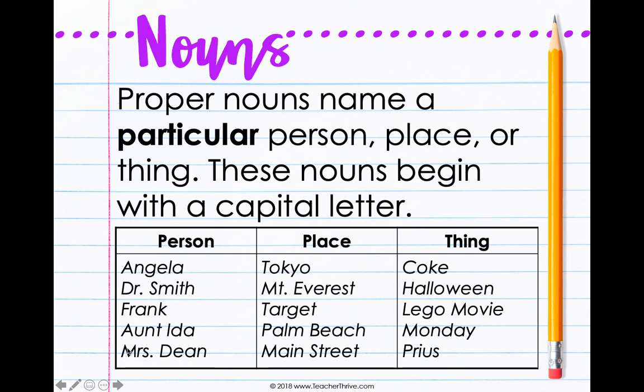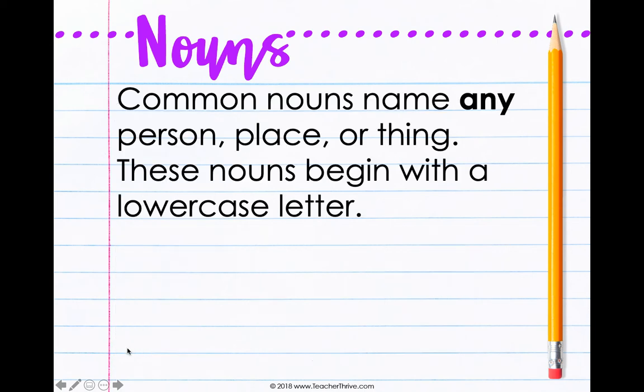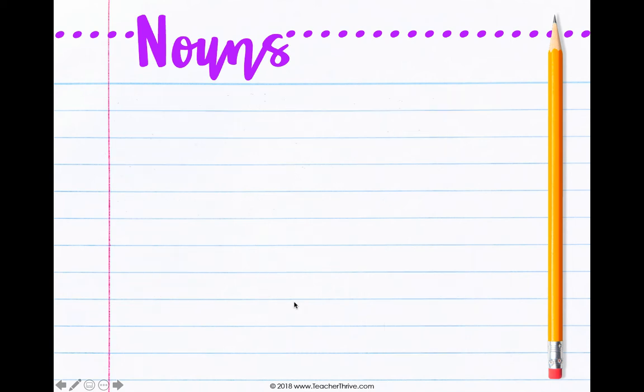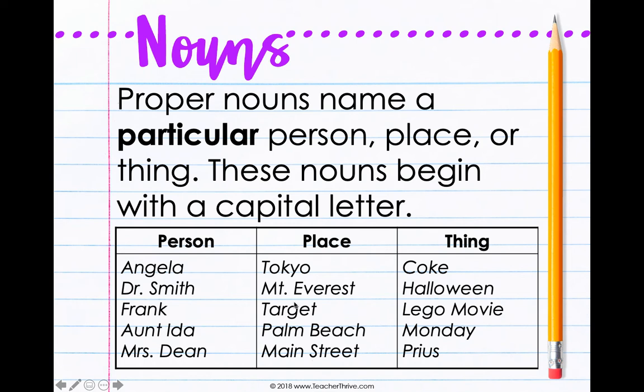So we know that there are two types of nouns. There are common nouns, okay? This is where they're lowercase. It is not the name, just generic. And then we have proper nouns. This is the name. Proper nouns are names. That's the easiest way to remember the difference. Common nouns are everything else, but proper nouns are the names, okay?